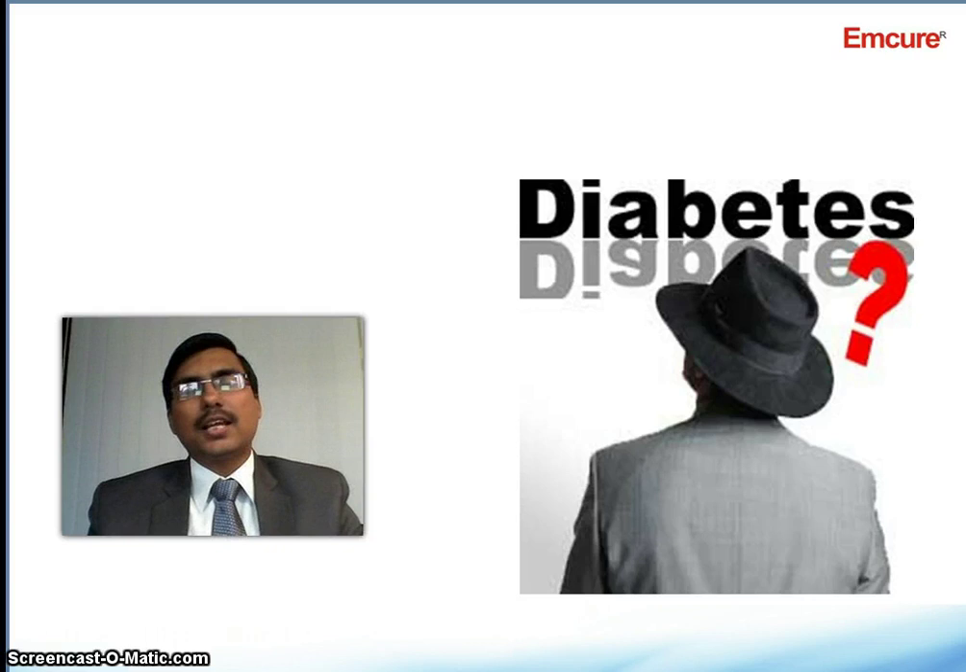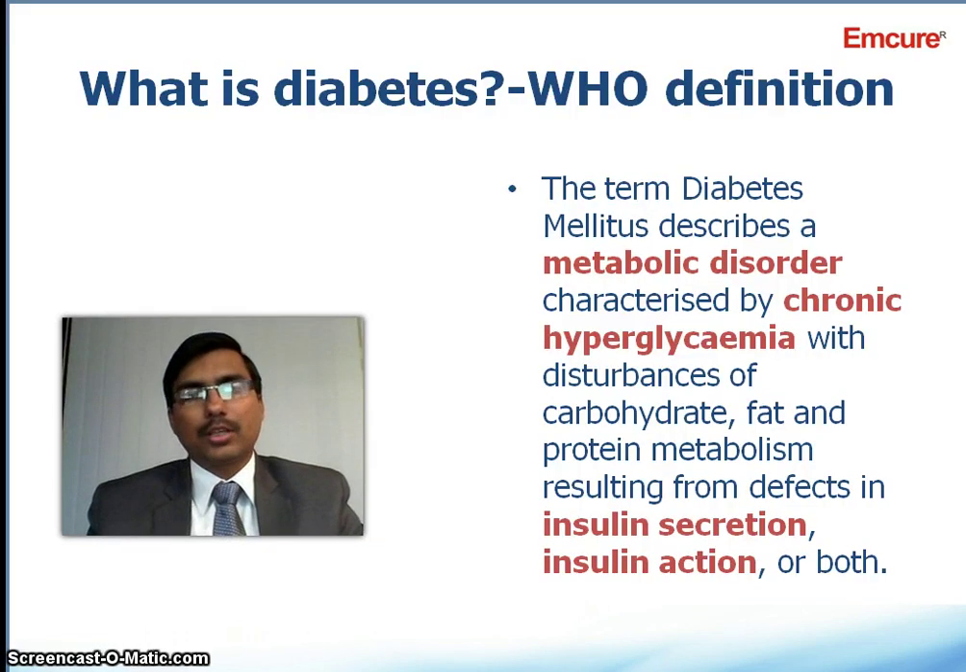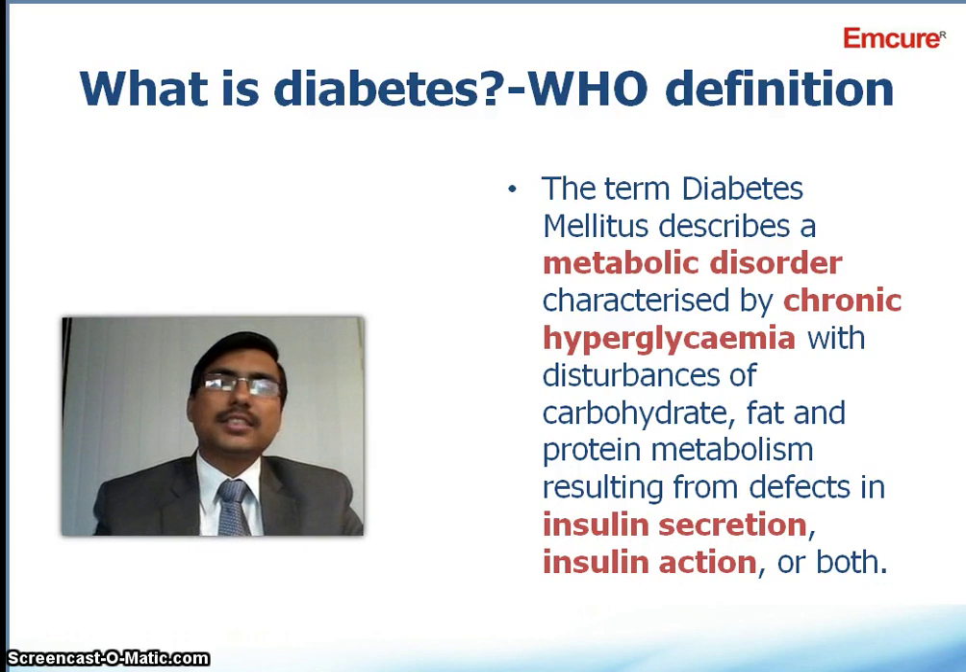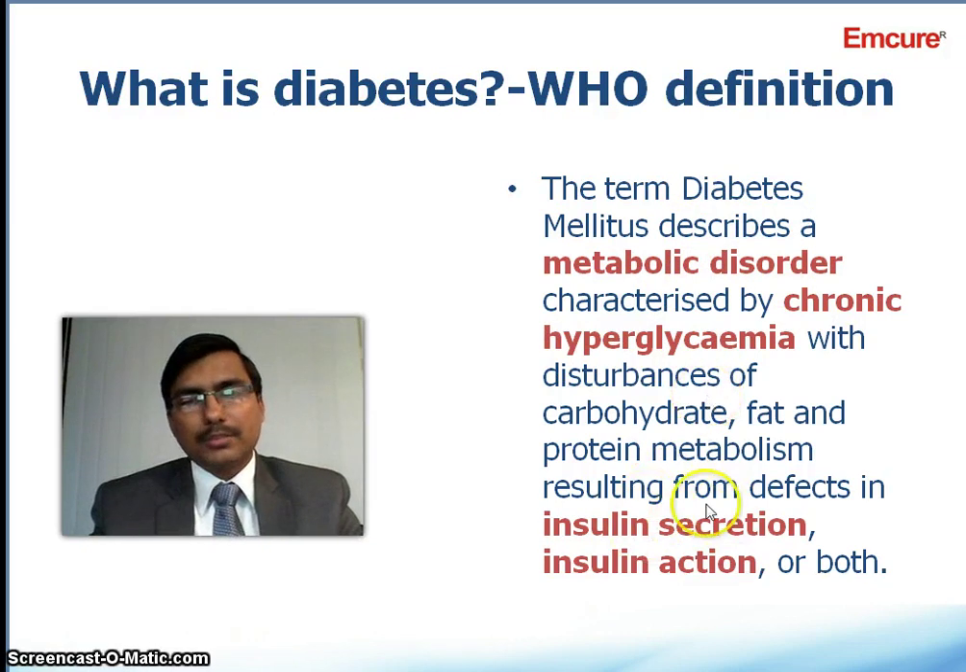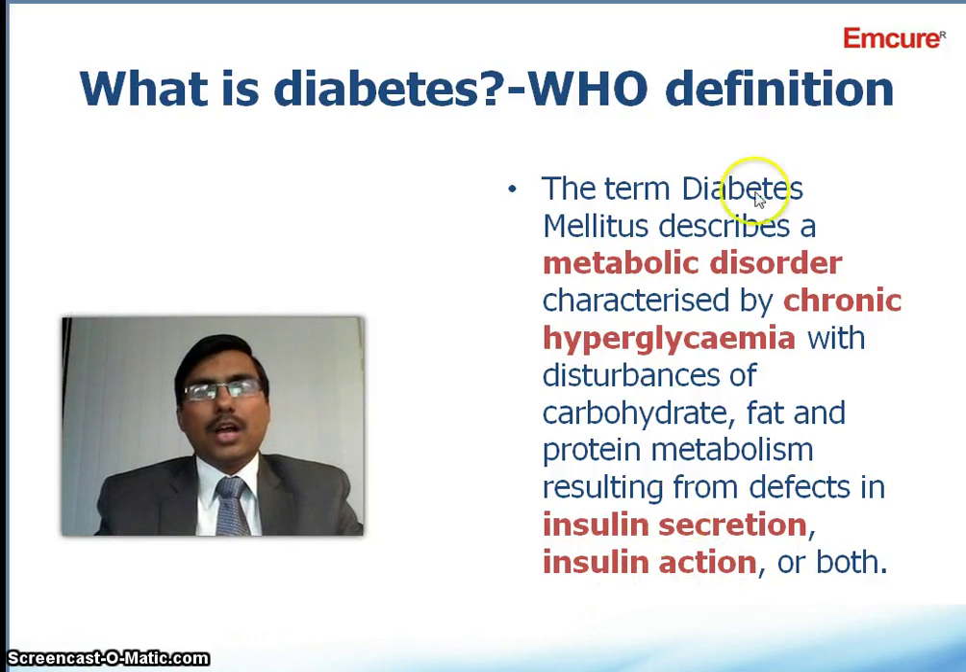Now let us understand the definition of diabetes as per WHO. The term diabetes mellitus is described as a metabolic disorder characterized by chronic hyperglycemia with a disturbance of carbohydrate, fat and protein metabolism resulting from either defect in insulin secretion or insulin action. Now let us understand a few terminologies that have been mentioned in this definition. Metabolic disorder is a very important terminology that we need to understand very carefully.